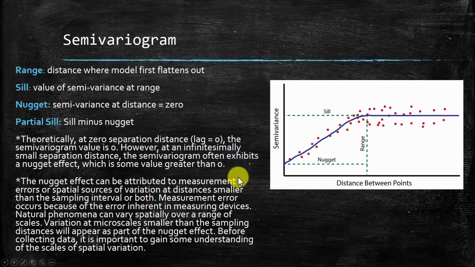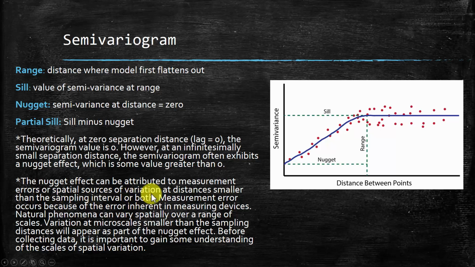So what's the reason for that? I'll just read this. The nugget effect can be attributed to measurement errors, so errors in data precision and measurement at the same location, or spatial sources of variation at distances smaller than the sampling interval, or both. Imagine that you only sampled data points every, say, 5 meters, but there actually were differences within that 5 meters. Or you're working with raster data and there's variability within the cell, even though the cell only gets assigned one value.